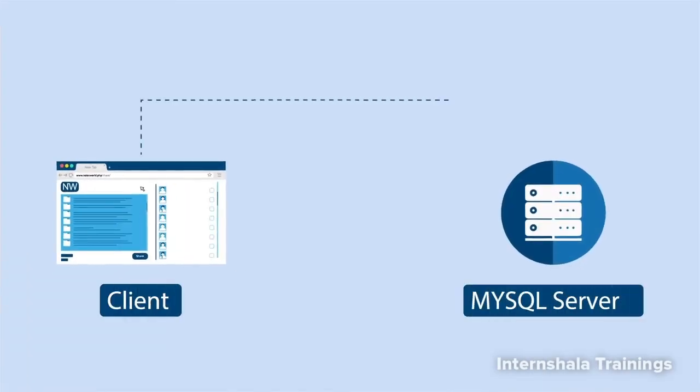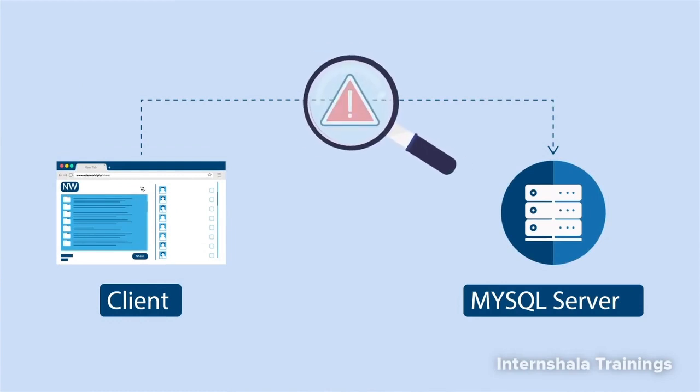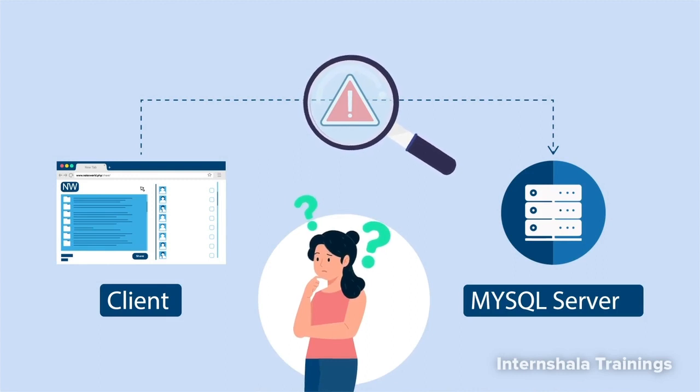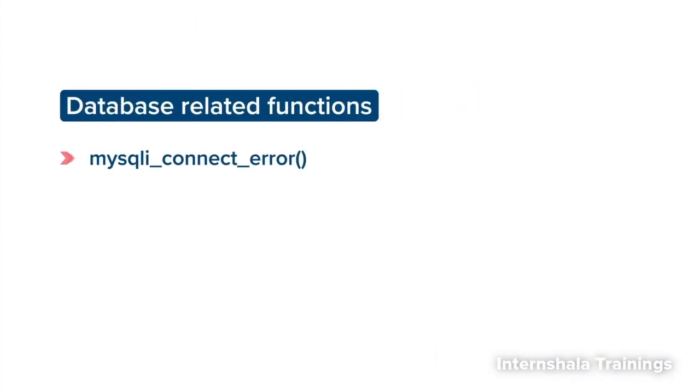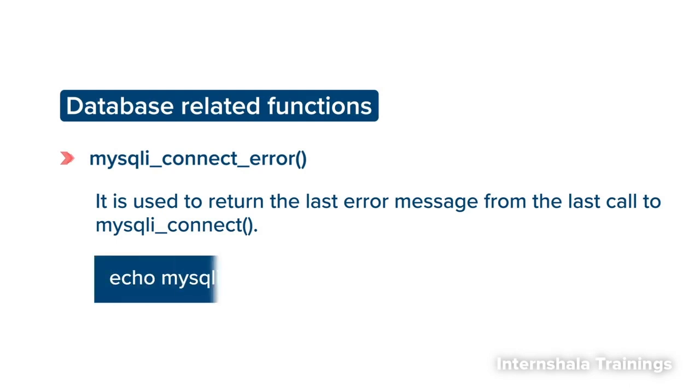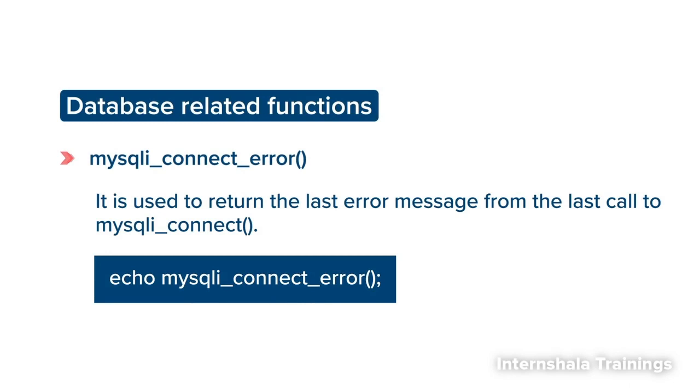Suppose we could not establish the connection with the MySQL server. To establish the connection, we first need to identify the issue. So, is there any function in the PHP that can help us to identify the reason? The answer to our question is yes. We have a MySQLi connect error function that returns the last error message from the last call to MySQLi connect. This function returns the value as an error message that describes the error. Also, note that we don't use any parameter to use this function.